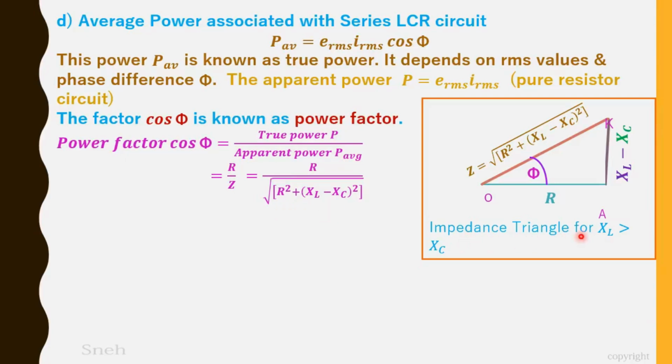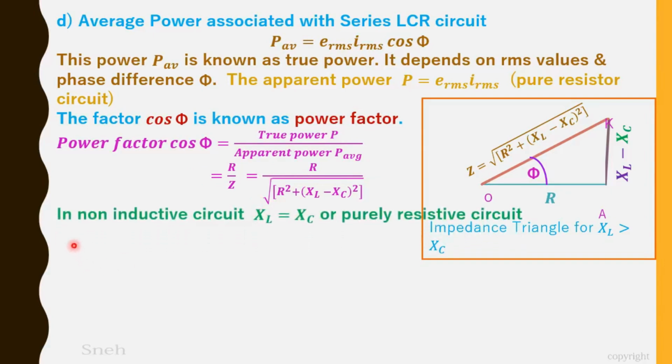We are writing it as an impedance triangle for XL greater than XC. Earlier we have seen the impedance triangle for XL less than XC also. In that case, instead of having this vector in upward direction, we have it in the downward direction. That is the only difference. So we can find out power factor cos phi, either in terms of power or in terms of impedance. If I have a non-inductive circuit, in that case XL is equal to XC, or the same circuit is said to be purely resistive circuit. We have studied the resonance circuit, where XL is equal to XC and the circuit becomes purely resistive.